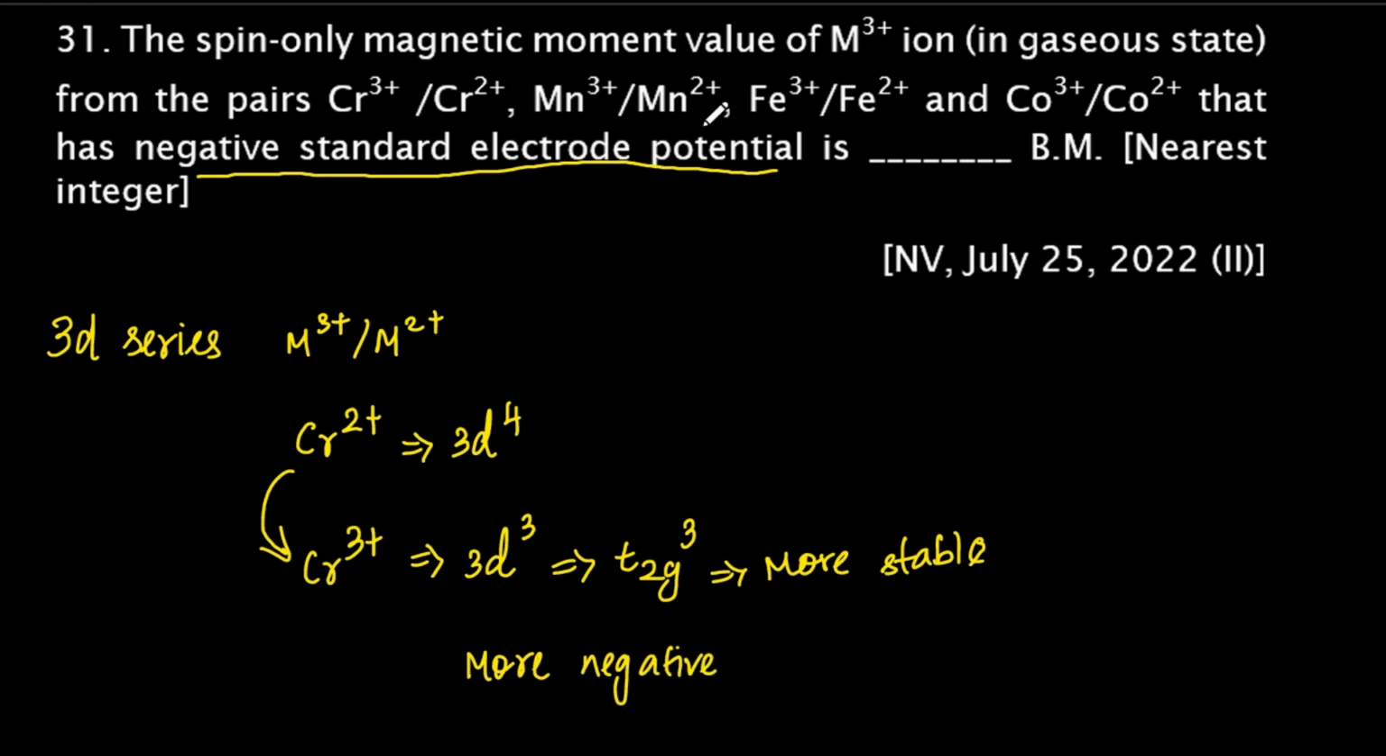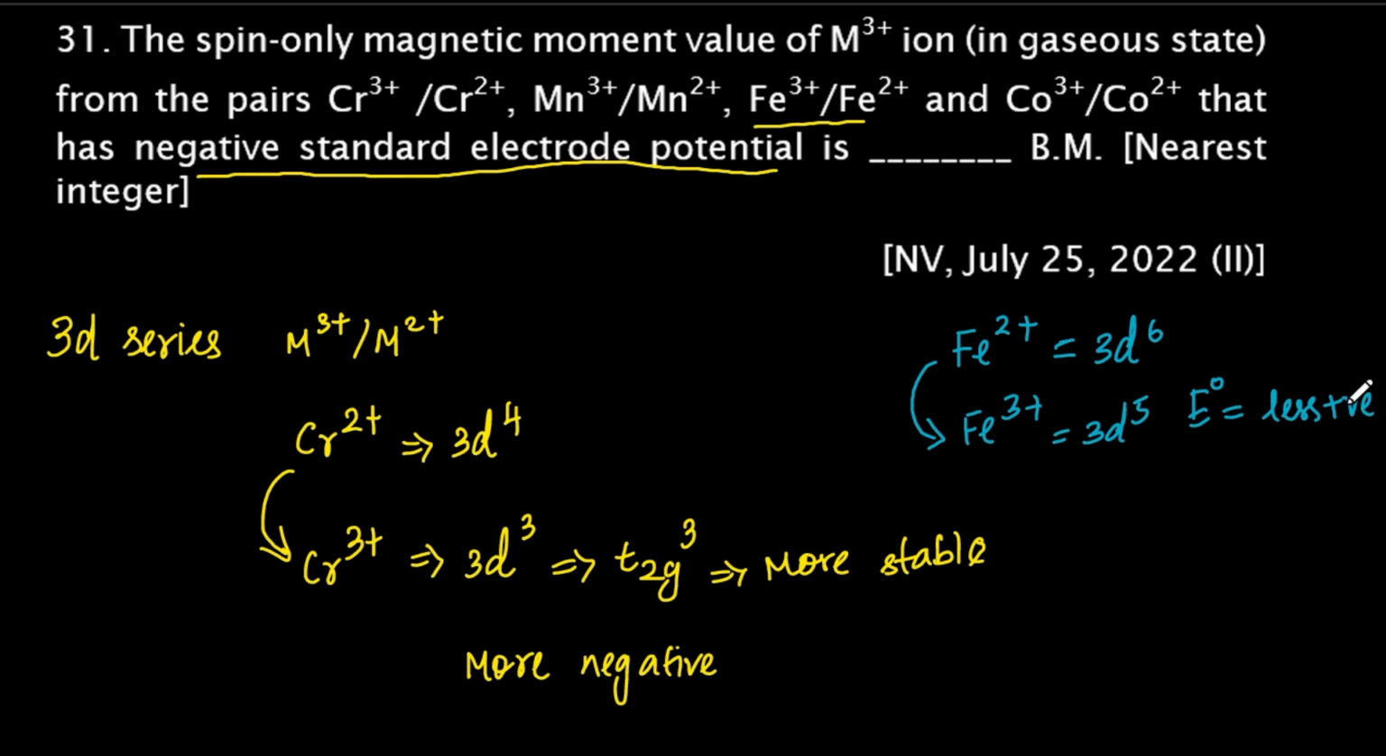in case of chromium. And if we see Fe3+/Fe2+ also, the configuration of Fe2+ is 3d6. The configuration of Fe3+ is 3d5. So Fe2+ easily loses one electron and it will be converted to Fe3+. But in this case, the electrode potential value is not negative, but it is less positive. So here the value is positive, but not more positive, it is less positive, and the electrode potential value is +0.77 volt. So the less positive value indicates that Fe2+ readily converts to Fe3+ due to the stable half-filled configuration, and the more negative value represents that Cr2+ readily converts into Cr3+ due to the half-filled t2g3 energy level configuration.